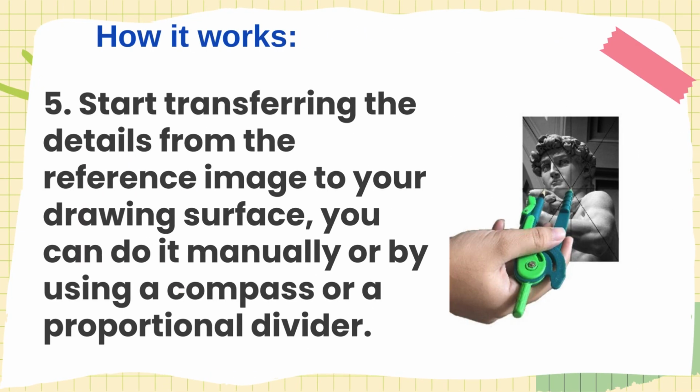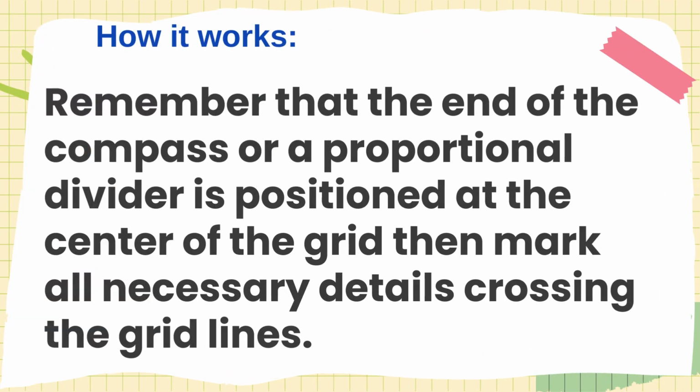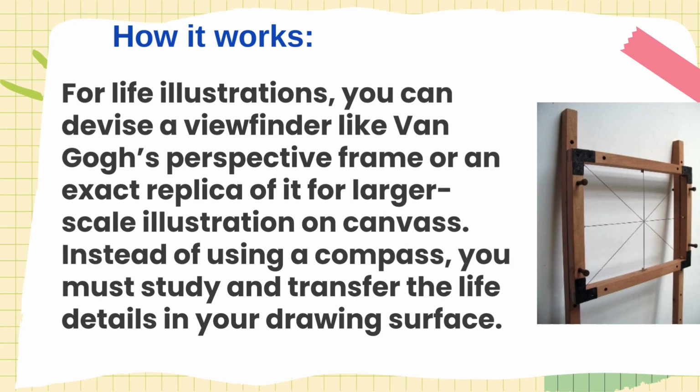5. Start transferring the details from the reference image to your drawing surface. You can do it manually or by using a compass or a proportional divider. Remember that the end of the compass or a proportional divider is positioned at the center of the grid, then mark all necessary details crossing the grid lines. 6. Connect all markings you made and apply details to give volume and depth to your illustration.